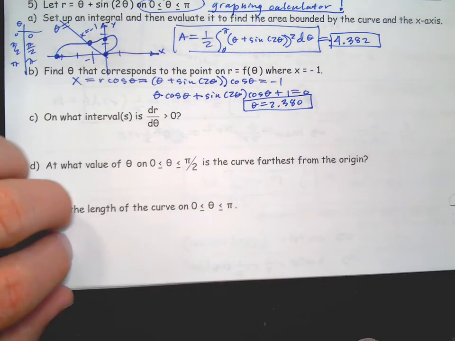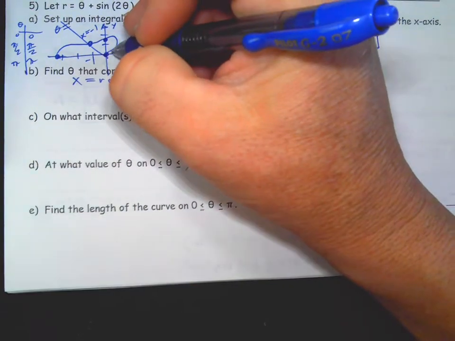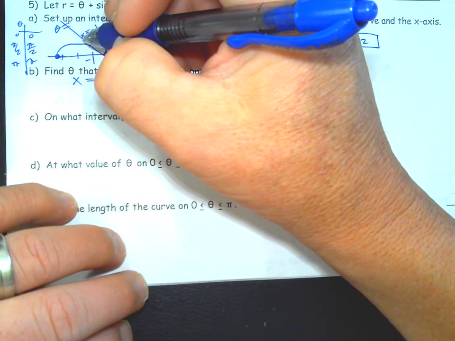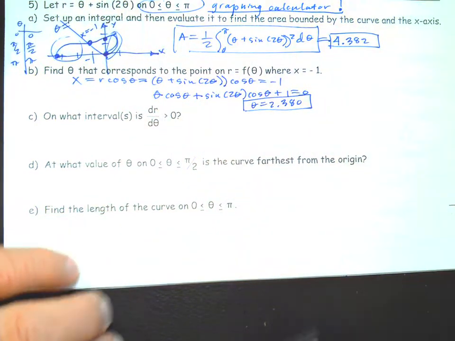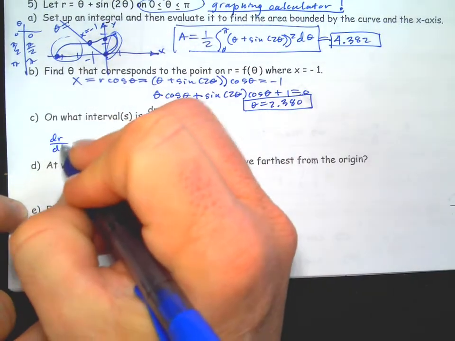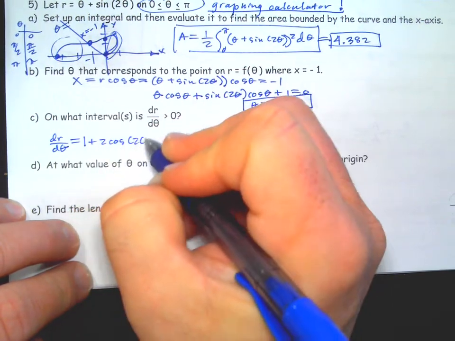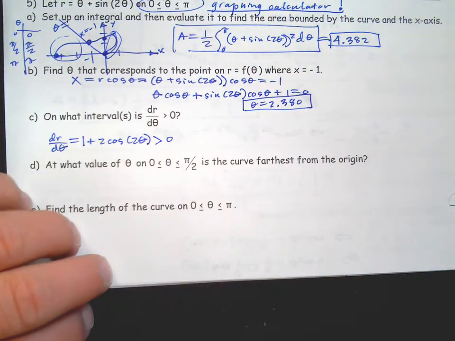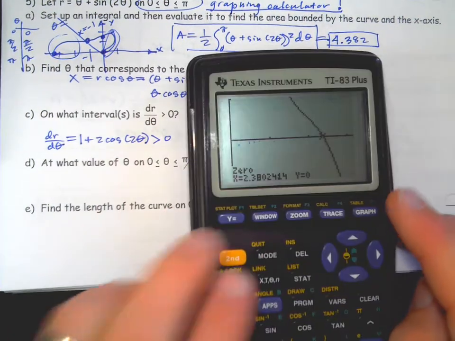What intervals is dr/d theta positive? Now, visually, when is the graph getting bigger? Looks like it's getting bigger for that chunk, and then maybe somewhere around here or something. But what we should do is find dr/d theta. It should be 1 plus 2 cosine 2 theta. And say, where is that bigger than 0? I can probably solve that by hand, actually, do like a line check. But the easiest thing is to put this in your calculator.